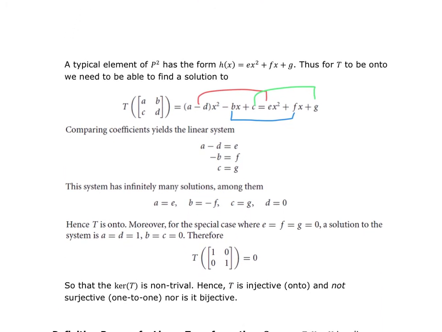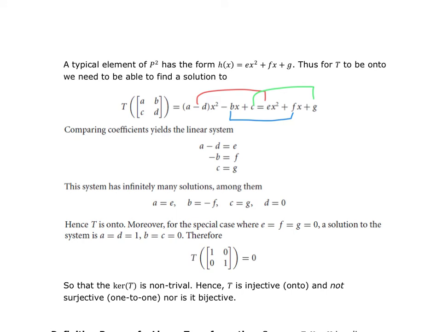So then we know that this has an infinite number of solutions. As an example, one of the solutions is if d is equal to 0. If d is equal to 0, then a would equal e, b would equal negative f, and c would equal g. So we know, since this has an infinite number of solutions, T is onto.